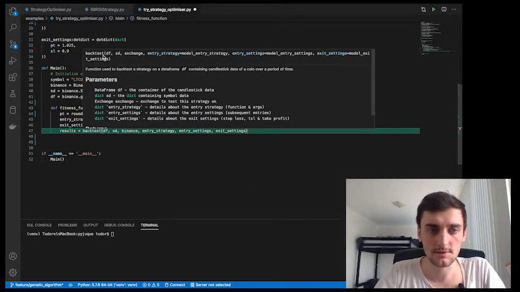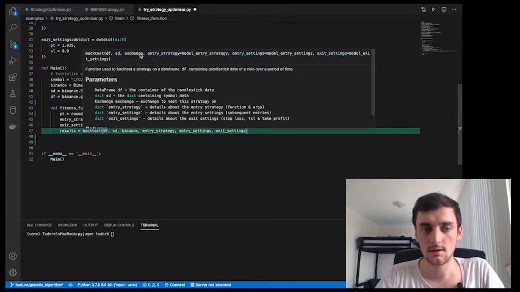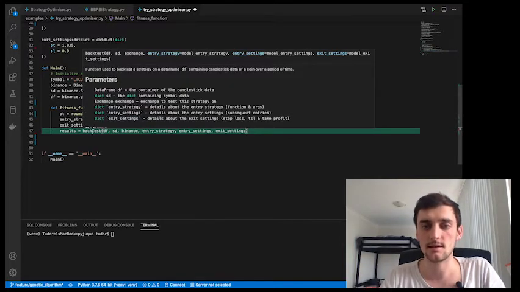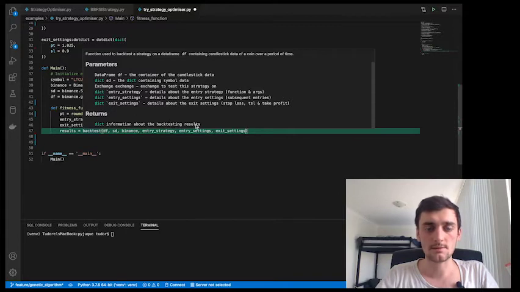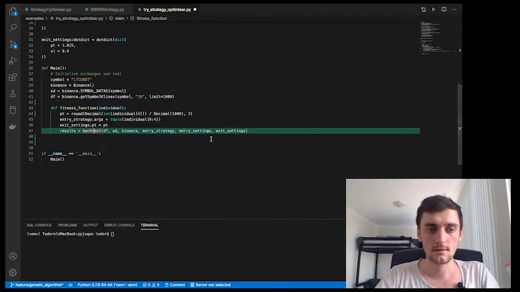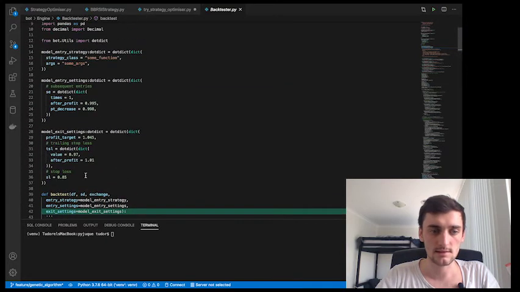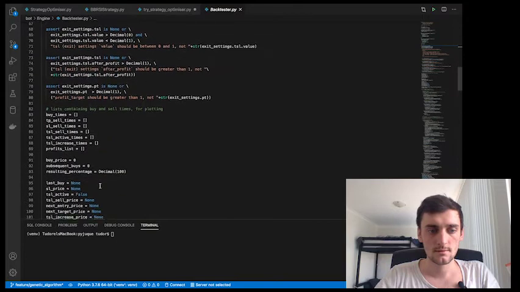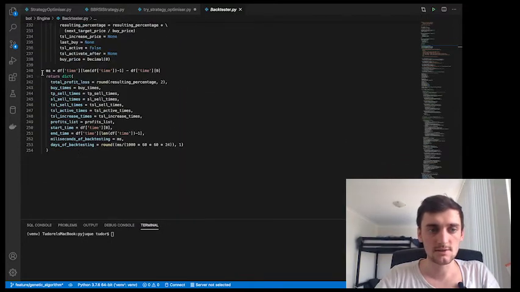So if we go to our backtesting function, it takes a data frame containing the candlestick data, the symbol data of the symbol that we're backtesting on, the exchange, and then it takes entry settings and exit settings. It takes these three dictionaries, and it returns information about the backtesting results. If I go and have a look at this backtester, it takes data frame, symbol data, exchange, and these three dictionaries. Here are some models of how these dictionaries would look. Now this is where all the calculation is happening. I'm not going to go into it right now, but this is what gets returned.